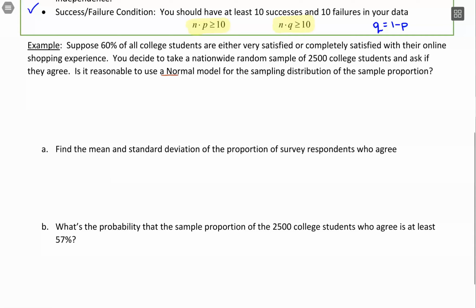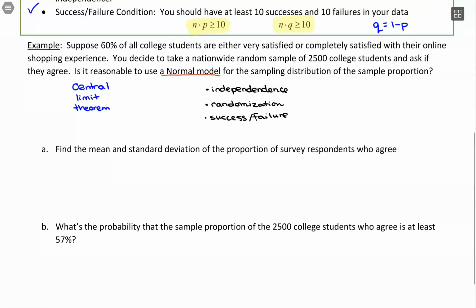So this idea of, is it appropriate to use a normal model? This is getting at, do we pass the central limit theorem? That's our test for whether or not we have a bell-shaped curve. So we need to think about three things. We need to think about independence, randomization, and success failure. So first, let's look through the pieces that we have here.